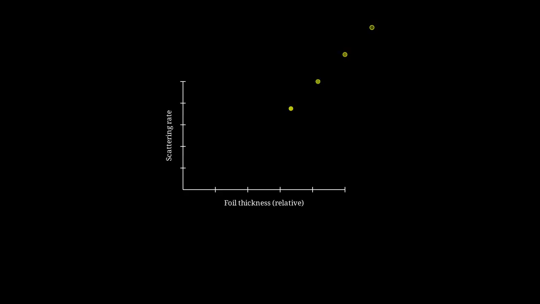Experimental test. Marsden used gold foils of varying thickness from 200 to 1000 nanometers. He plotted scattering rate versus thickness and found a perfect linear relationship. The data points fell on a straight line. This confirmed that scattering was due to individual encounters with nuclei, not collective effects or multiple scattering.